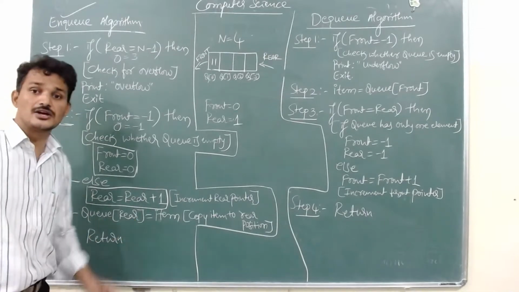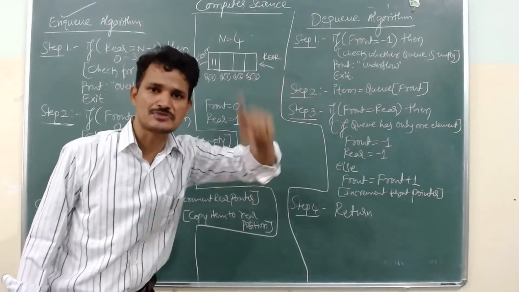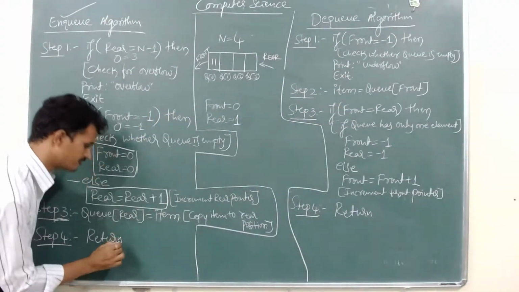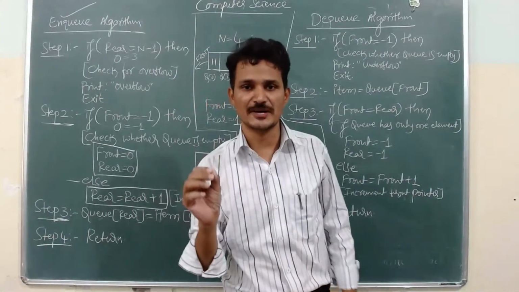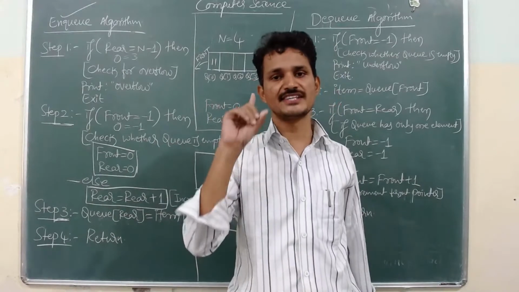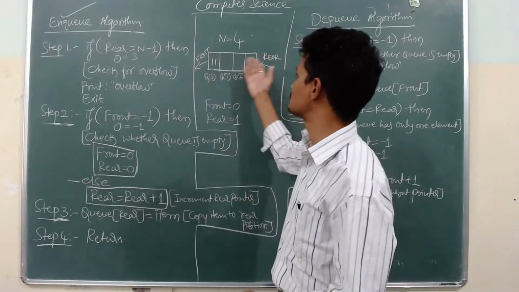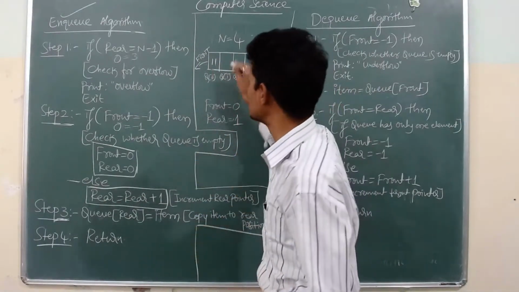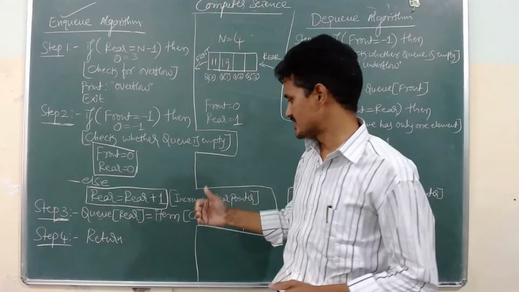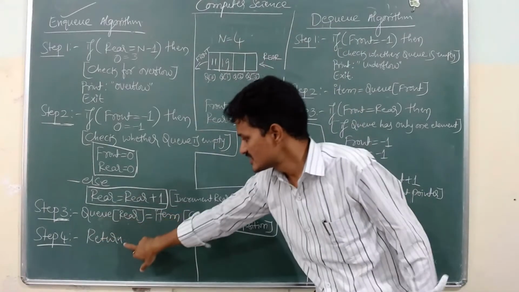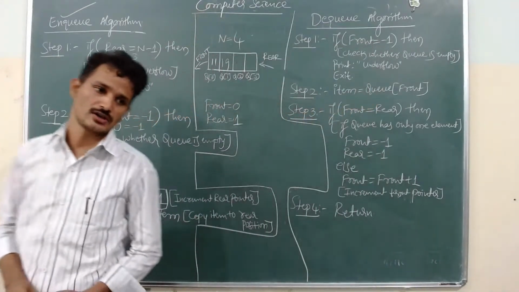Q of rear. Q of rear means Q of 1. Last time Q of 0 and this time Q of 1. Q of 1 is equal to item. Whatever value is given by the user will be stored in the location called Q of 1. Last time we gave the value 11, and 11 is stored in Q of 0. And I am going to give now 19. 19 will be stored in the location called Q of 1. After that, step 4, return. Again it goes to the beginning of the algorithm, that is Enqueue algorithm, the beginning.